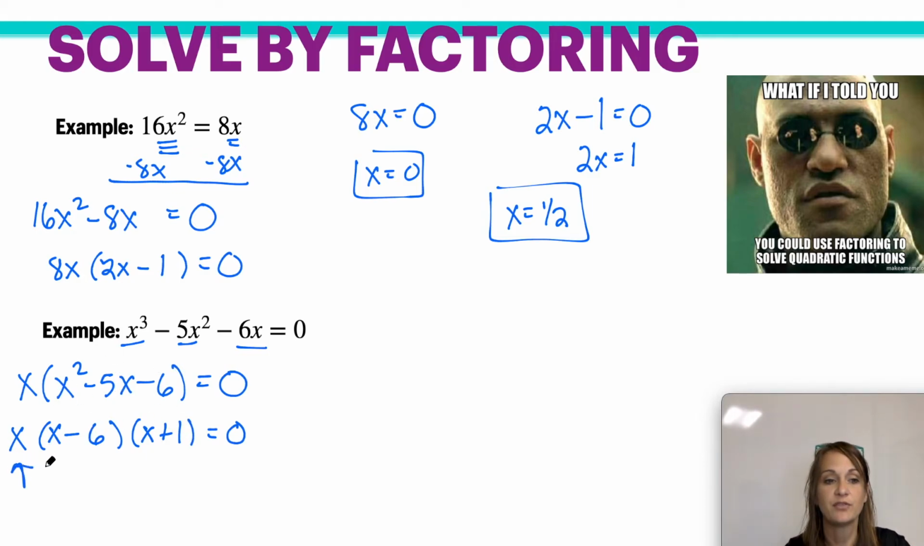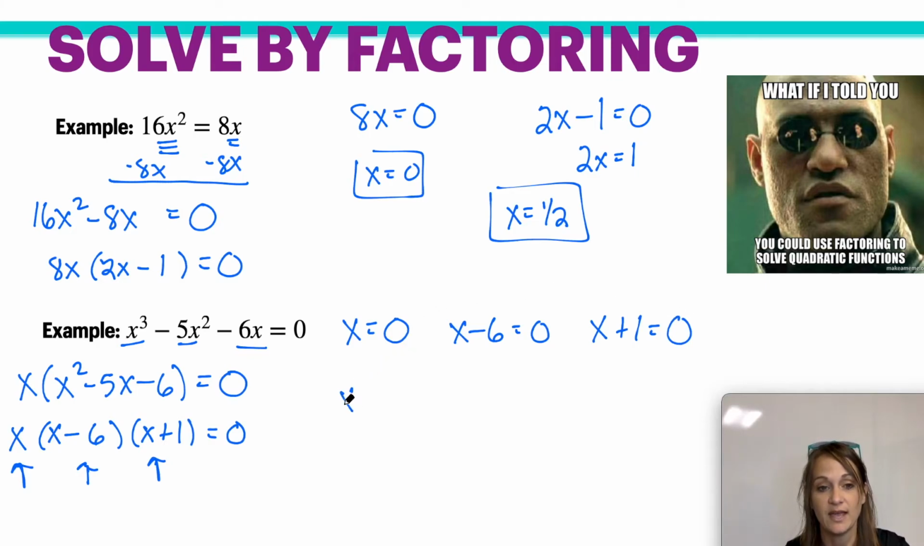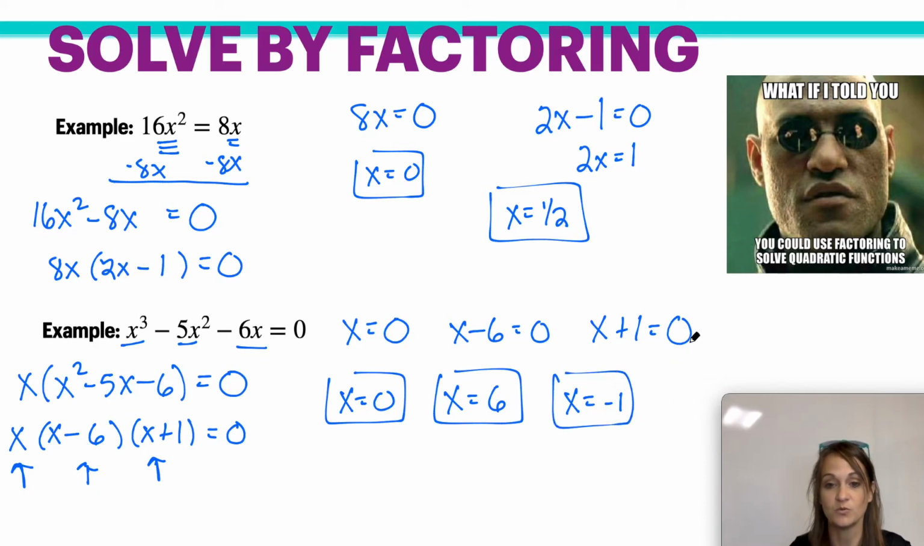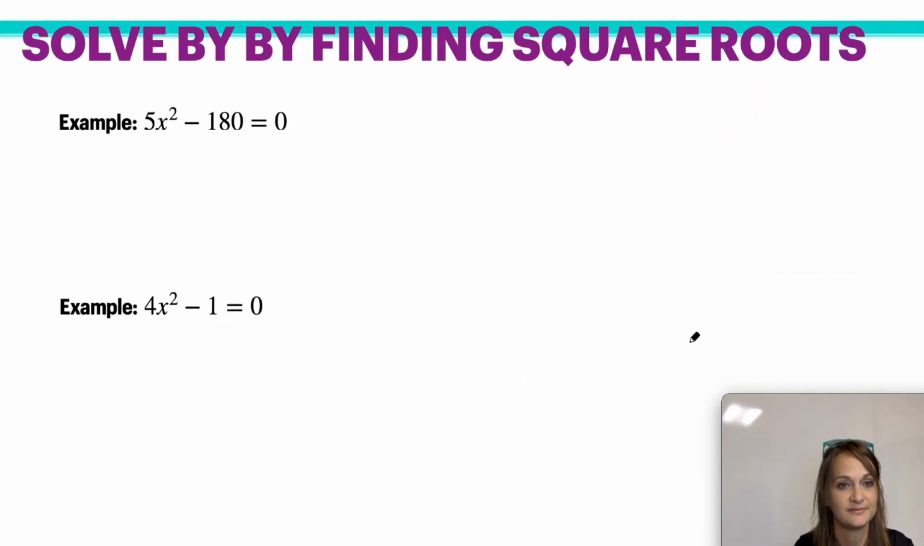Now you have 3 factors all multiplied together. So you are going to set each of them equal to 0. So you'll set x equal to 0, you'll set x minus 6 equal to 0, and you'll set x plus 1 equal to 0. So x could be 0, x could equal 6, because you would add 6 to both sides, and then x could equal -1, because you would subtract 1 from both sides.